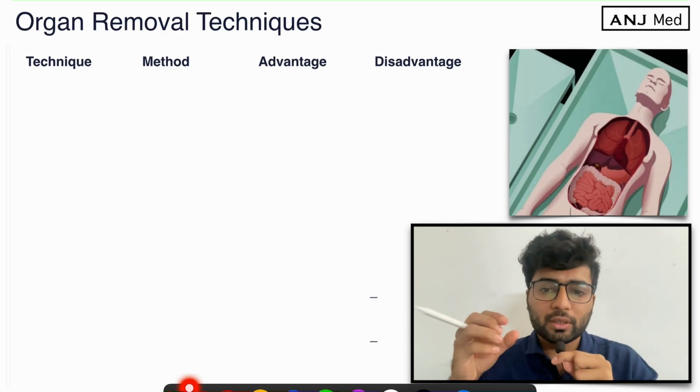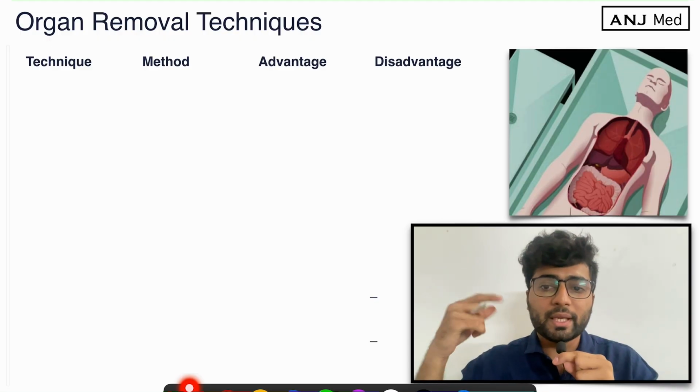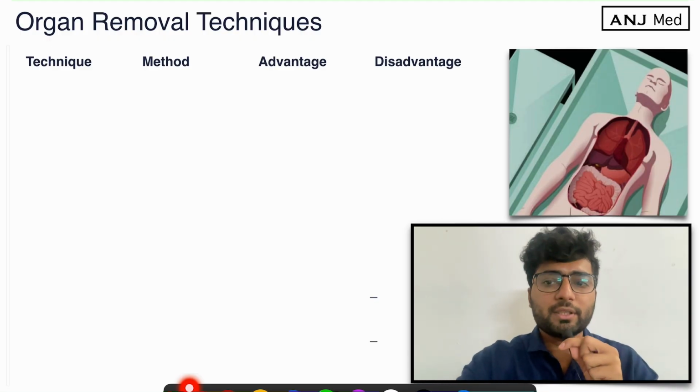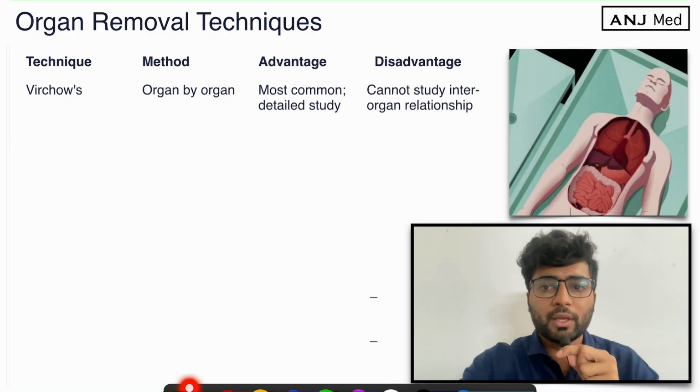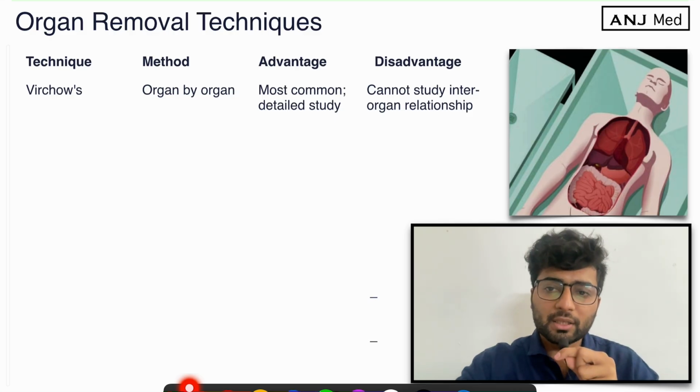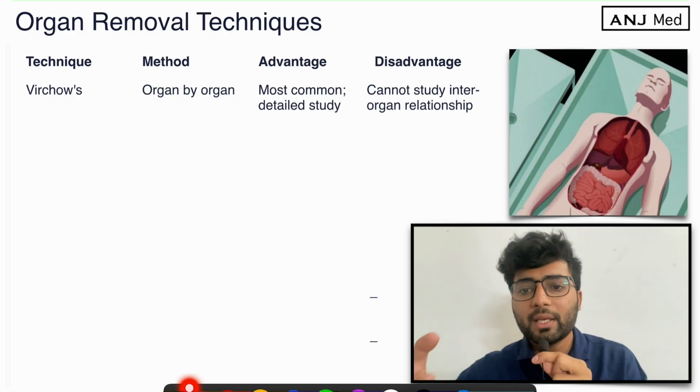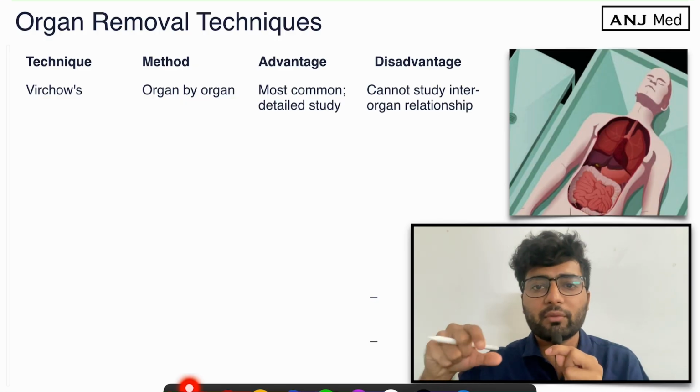Now we need to remove those organs to examine them. The first technique is Virchow's technique. In Virchow's technique, we study the organs one by one. We remove the lungs first, then the liver, then the spleen, removing and studying each organ one by one.